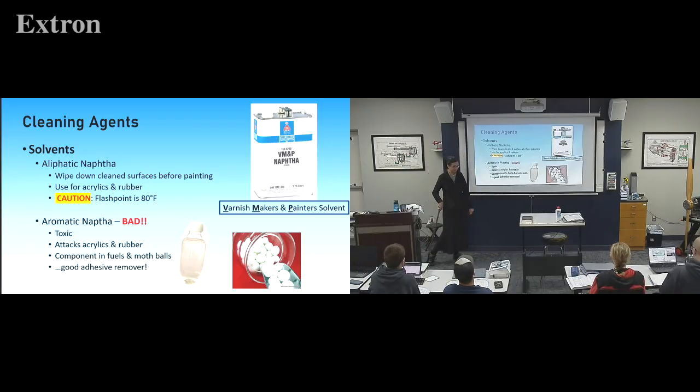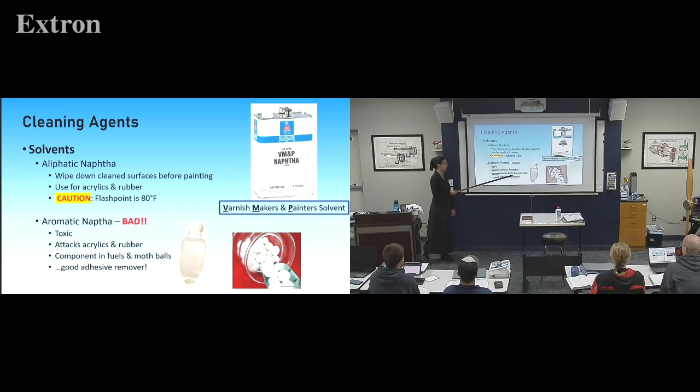Aromatic naphtha. Does anybody actually like the smell of mothballs? Okay, so I think mothballs stink. I hear there's people that enjoy the smell. Yeah. So, if you think aromatic, it is a bad one. It's very toxic. It will attack acrylics and rubber.